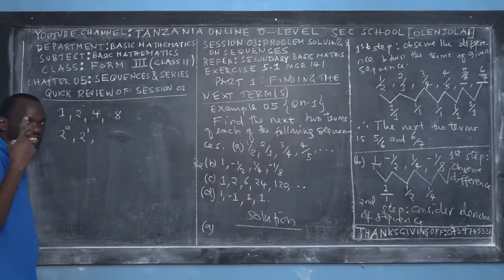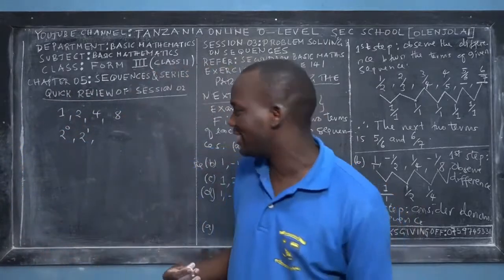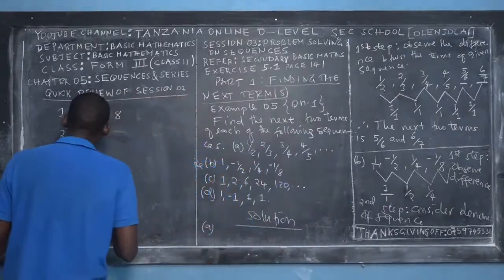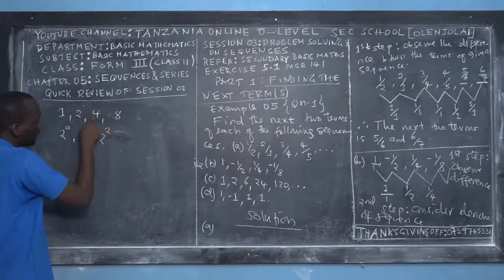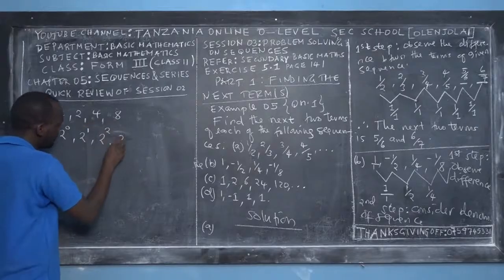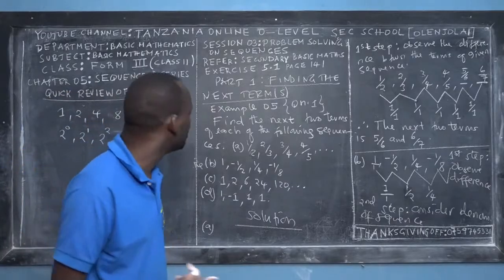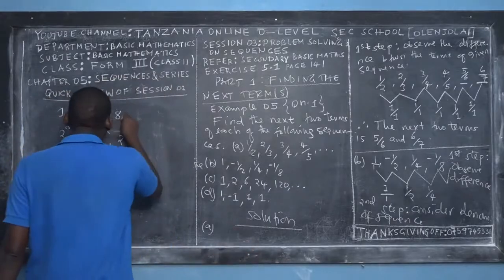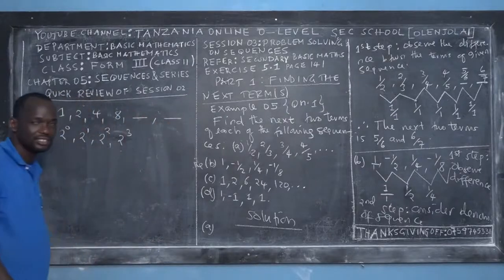Just see, because if you like mathematics, you think outside the box, so you have to think how they relate. This one is 2 power 2, because 2 power 2 is equal to 4. This one is 2 power 3, because 2 power 3 is equal to 8. So now the question is, we need to determine the next two denominators, right?